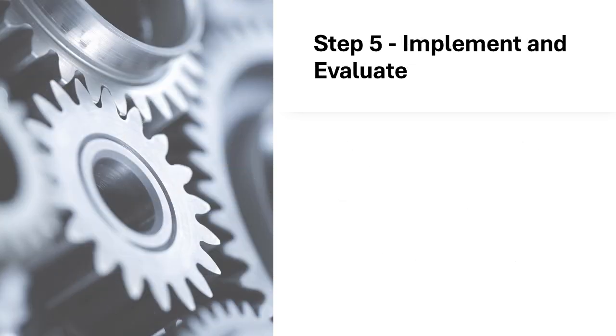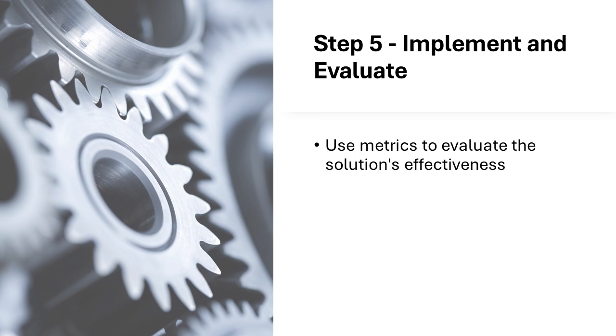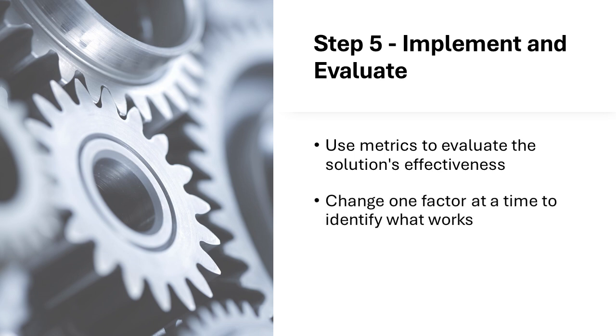Step 5. Implement and evaluate solutions. Use existing metrics to see if the fix you implemented has solved the problem. Check if things have improved. If not, try another solution. It's crucial to change one thing at a time to pinpoint what works best. Changing multiple factors at once makes it hard to identify the exact solution.